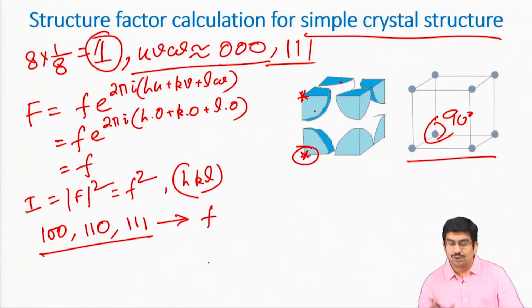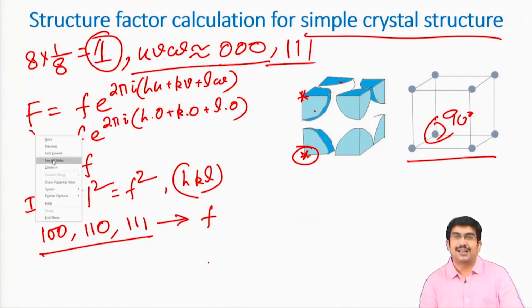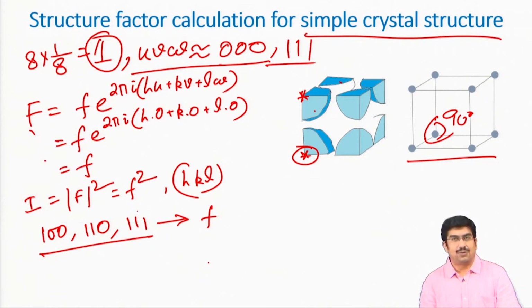All of them should be present in the X-ray diffraction pattern, because the expression of the structure factor does not contain any term from the atomic positions or the plane itself. So, that means for all possible planes, all possible hkl, there will be a certain amount of intensity which is expressed by this f squared term.